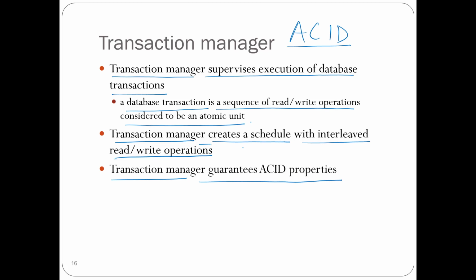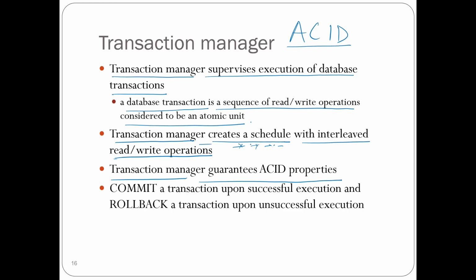So it will create a schedule. And why is that schedule required? Well, we want a higher throughput. We want to support multiple transactions together, and that would be possible only if we could provide parallel or simultaneous execution, but that could result in the violation of ACID. So the transaction manager will come up with the schedule in such a way that we'll have the proper interleaving of read and write operations, and it will guarantee the ACID properties.